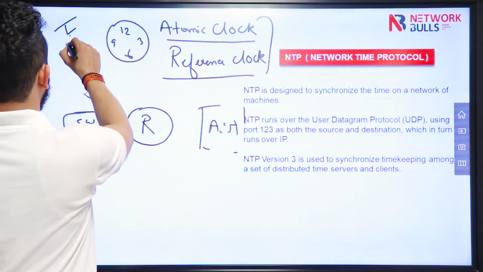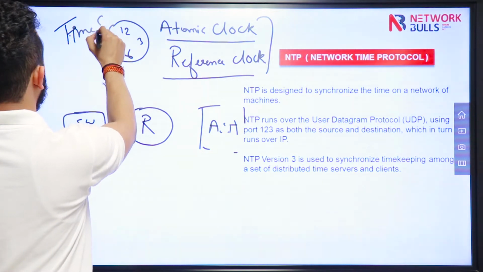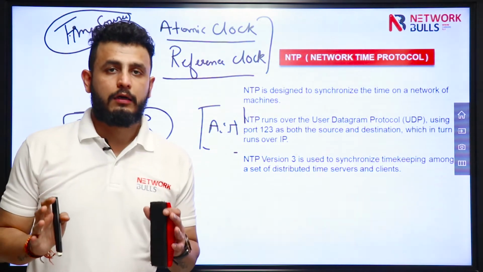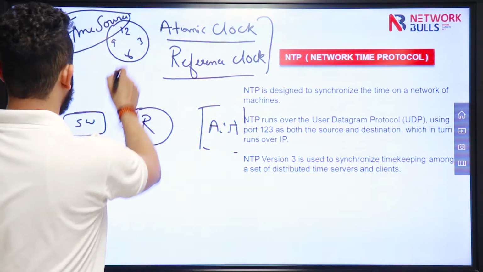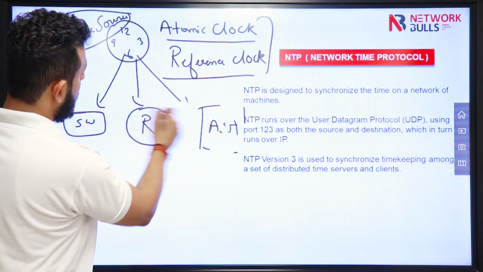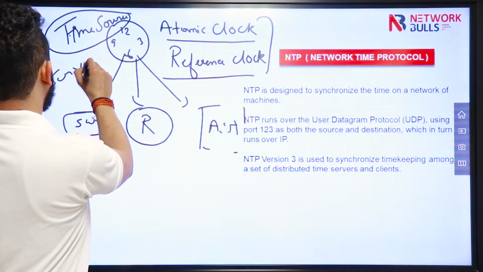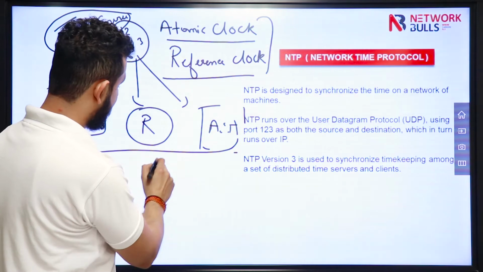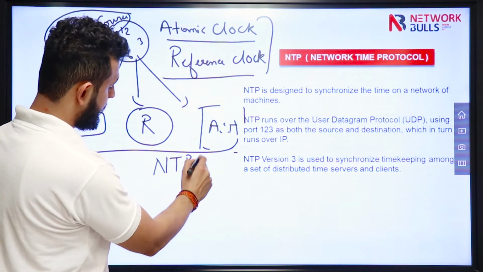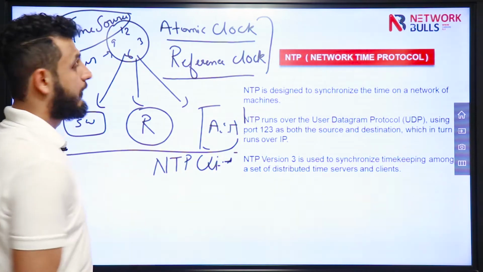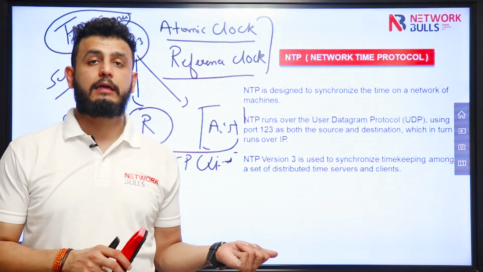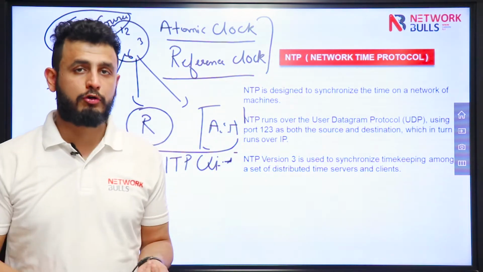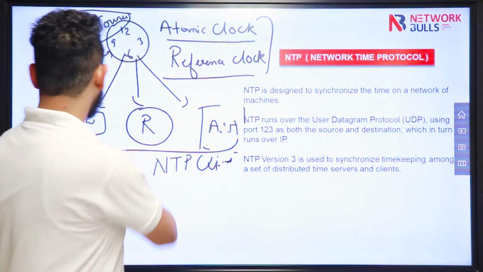So this particular time source, the authority which is providing us the time, will provide time to all the devices. So this atomic clock will act as NTP server and all these devices will act as NTP client. The version of NTP that we are covering in this module is NTP version 3. We have NTP version 4 also, which we will see in future courses.